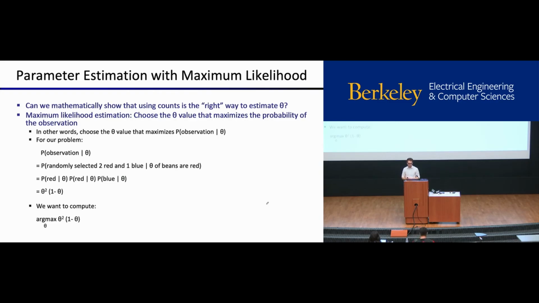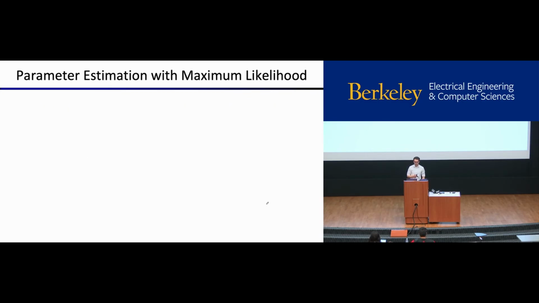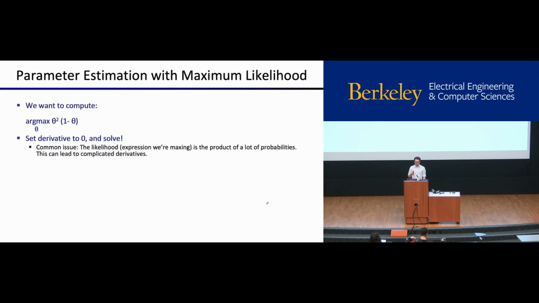Okay. So what we want to compute is the argmax. This is a thing we recently learned, right? The argmax is the argument theta that maximizes this expression in terms of theta. So if we have theta squared times 1 minus theta, what's the theta value that maximizes this expression? Well, we don't know. We're going to have to figure that out. There's maybe a little bit of calculus we might even have to do. So we want to compute this argmax, right? We can set the derivative of this expression to 0, and then solve it for theta.